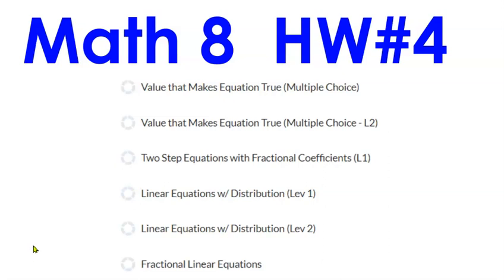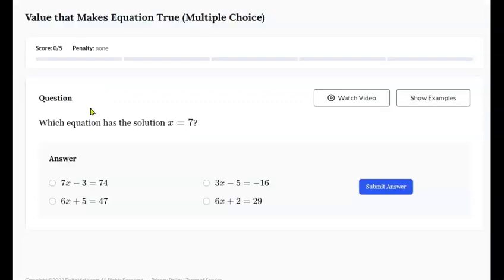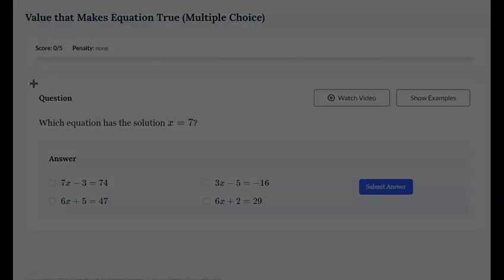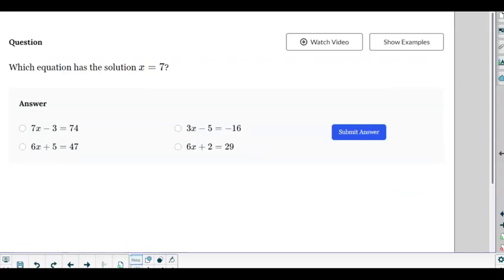Let's take a look at some of the questions on homework number 4. The first topic is checking a value to see if it makes an equation true. So there are two ways you can solve the questions in this section.